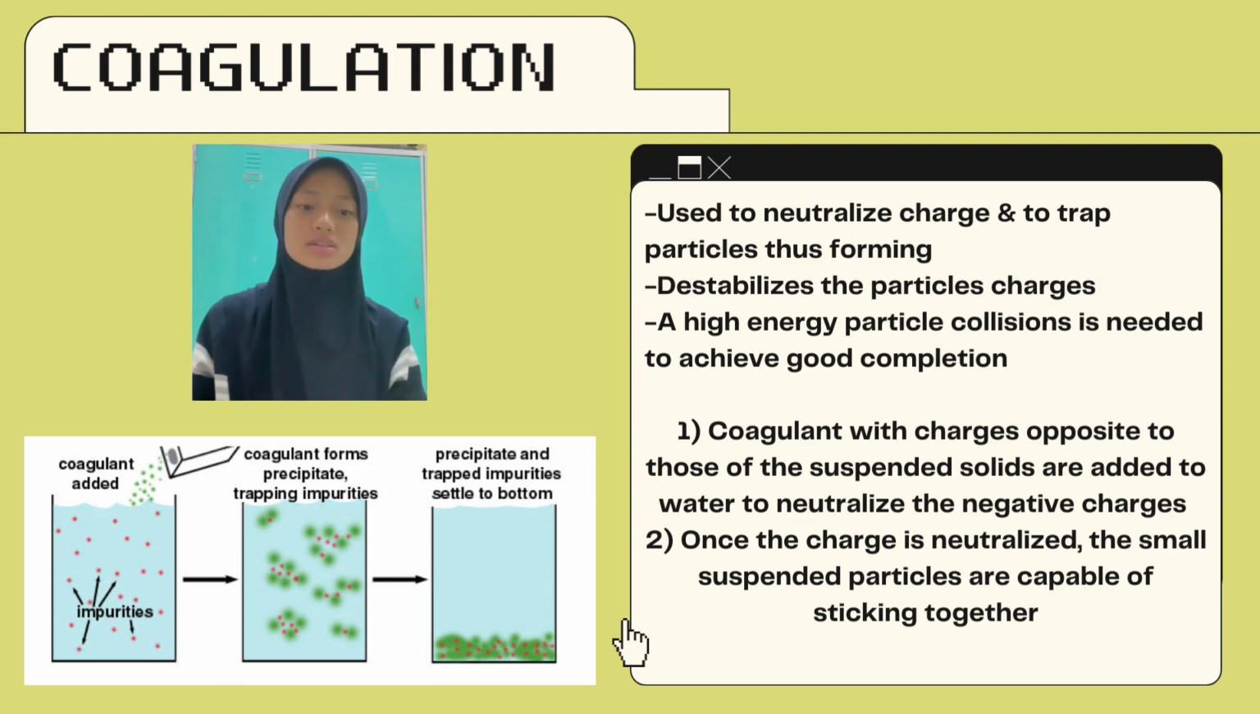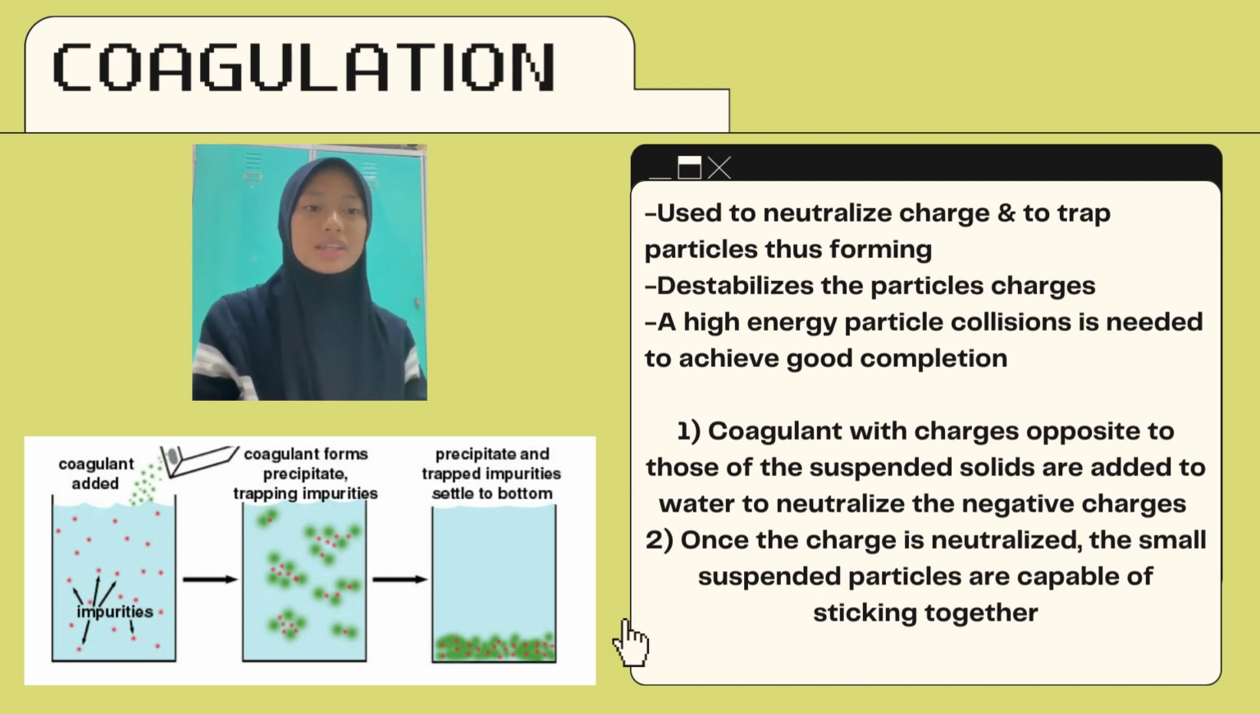Once the charge is neutralized, the small suspended particles are capable of sticking together. The slightly larger particles formed through this process are called microflocs and are still too small to be visible to the naked eye. A high energy rapid mix to properly disperse the coagulant and promote particle collision is needed to achieve good coagulation and formation of the microflocs. Overmixing does not affect coagulation, but insufficient mixing will leave this step incomplete.